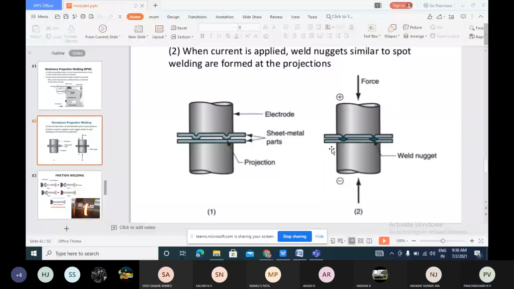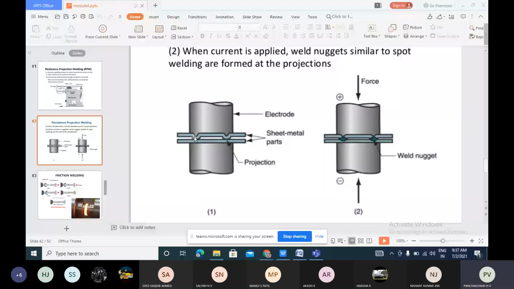But in the case of projection welding, you can see the projections in the metal parts to be welded. Actually, we have to join these two metal parts, the light blue shaded ones. Out of this, what we have done here is that the upper member, or one of the members, is made projected. So a projection is given like this. See, the shape is given like this.